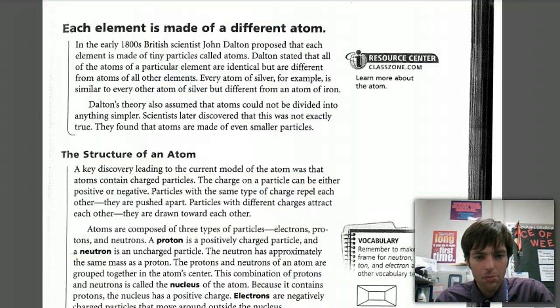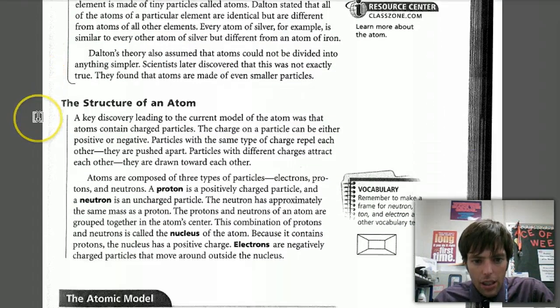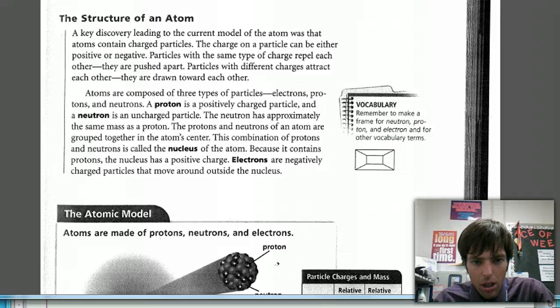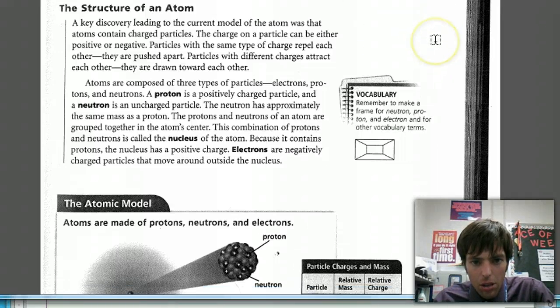Here we go. A key discovery leading to the current model of the atom was that atoms contain charged particles. The charge on a particle can either be positive or negative. Particles with the same type of charge repel each other. They are pushed apart. Particles with different charges attract each other. They are drawn towards each other. Atoms are composed of three types: electrons, protons, and neutrons. A proton is a positively charged particle, and a neutron is an uncharged particle. The neutron has approximately the same mass as a proton.